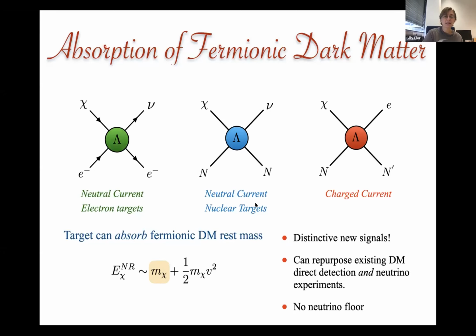What happens kinematically is that you absorb the entire rest mass of the dark matter. So this dominates all your kinematics and all your signals, as opposed to a velocity dependent signal like you have for normal elastic scattering. Just by kinematics alone, this gives you a lot of distinctive new signals. You can repurpose not just xenon experiments, but a whole host of dark matter direct detection experiments and neutrino experiments to look for these new signals. They'll also have very distinctive shapes, so there generally won't be a neutrino floor, or it won't be the same kind of neutrino floor that Ricardo was showing you earlier.